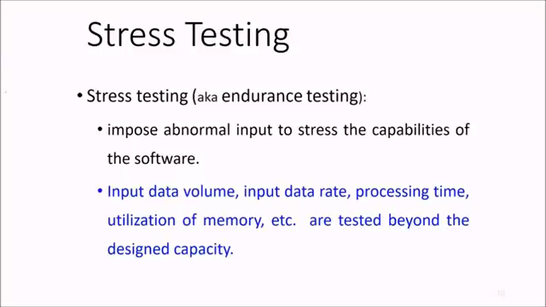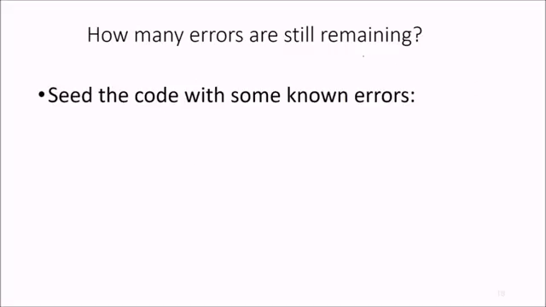So we impose an abnormal, immense amount of stress on the capability of the software. This stress can be in the form of data volume, input data rate, processing time, memory utilization, and these are tested beyond the design capacity, and we would want this software to break down at some time. So how many errors are still remaining, how are you going to know that?